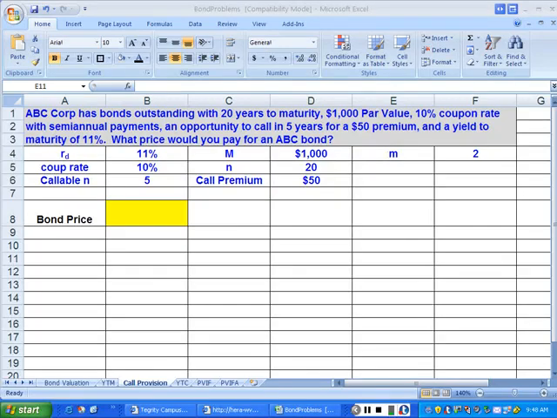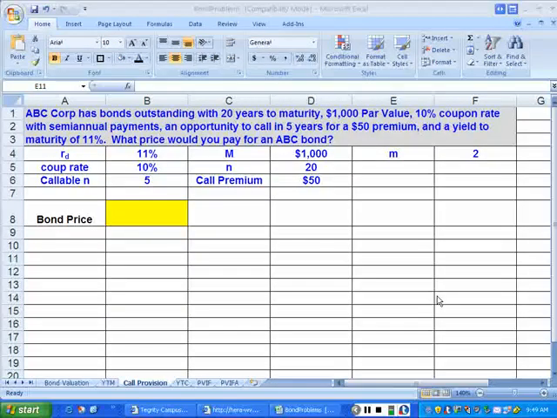So consider ABC Corporation again, and let's suppose that they have bonds outstanding that have 20 years remaining to maturity, $1,000 par value, originally offered with a 10% coupon rate with semi-annual payments. They have an opportunity to call in 5 years for a $50 premium and a yield to maturity of 11%. What price would you be willing to pay for an ABC bond?